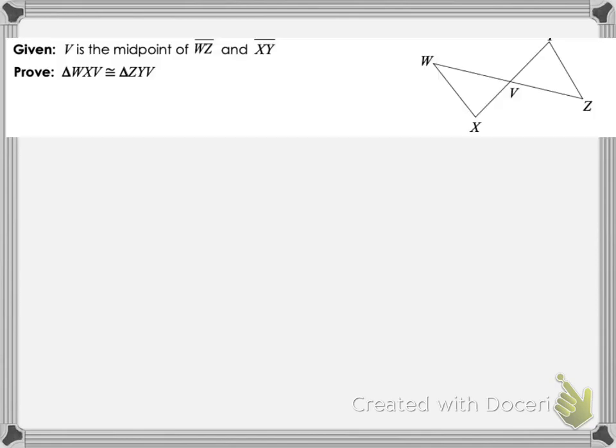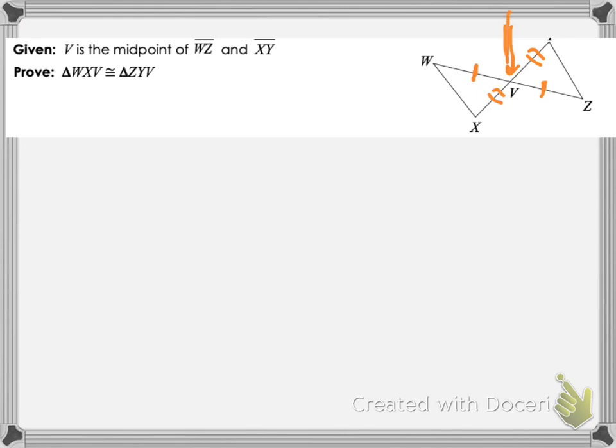It says V is the midpoint of WZ. So that means these two segments are congruent. And XY. So these two segments are congruent. Prove that these triangles are congruent.